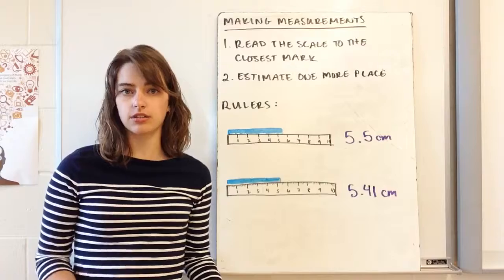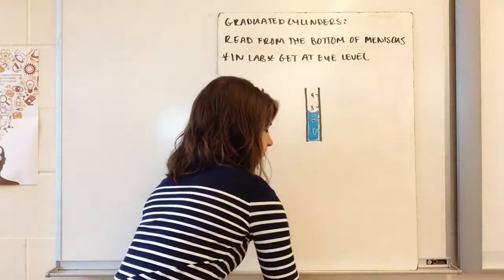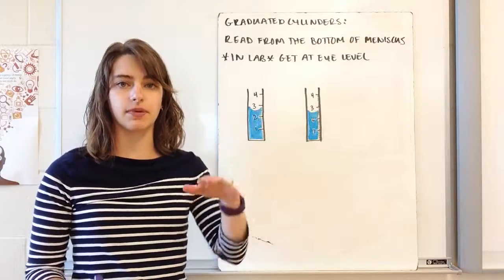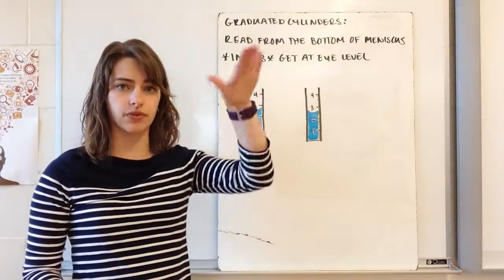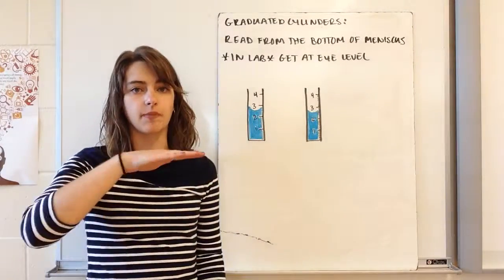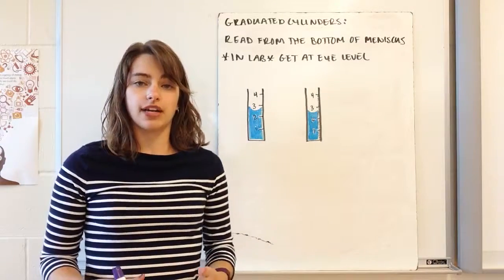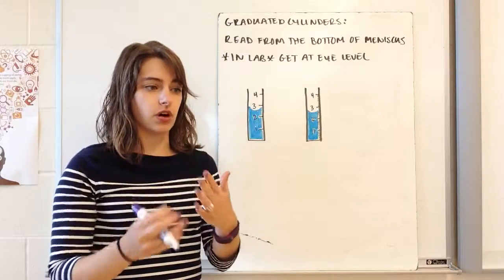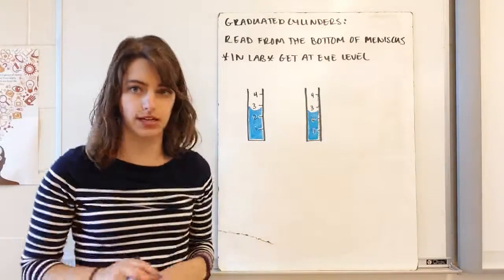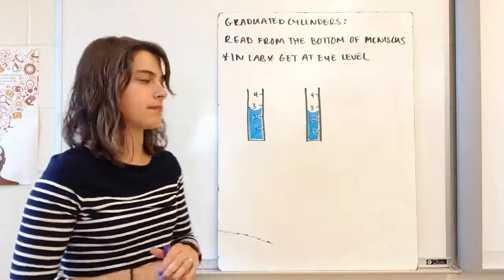Same goes with graduated cylinders, but there's one extra step when we measure using graduated cylinders. When we measure with a graduated cylinder, we have to read from the bottom of the meniscus. The meniscus is the curved part of the liquid. In this drawing, it's this curve right here. We always read from the bottom of the meniscus, not the top. When you're doing this in lab, you want to get down at eye level so that you're looking straight at the meniscus. You don't want to be looking at it from above or below because you'll get incorrect readings. So you always want to read from the bottom of the curve.